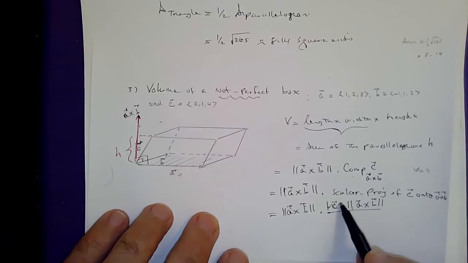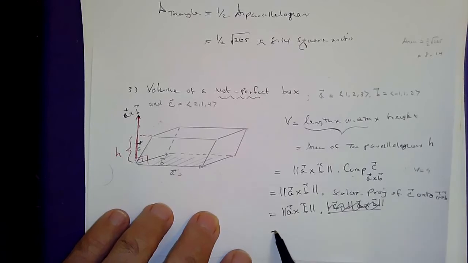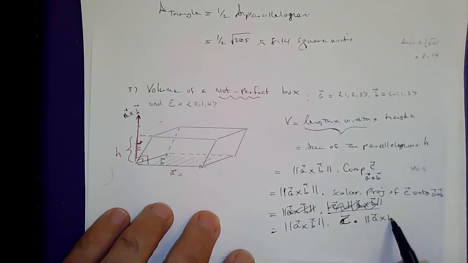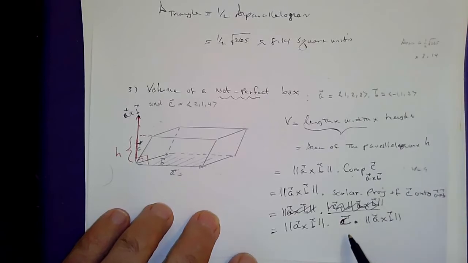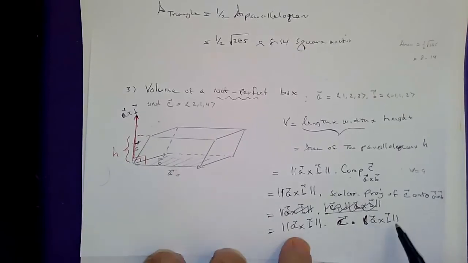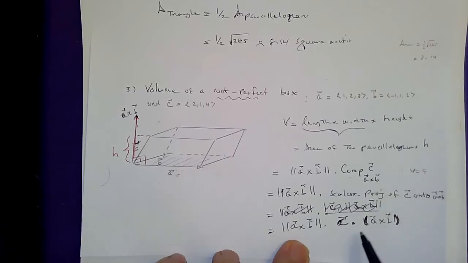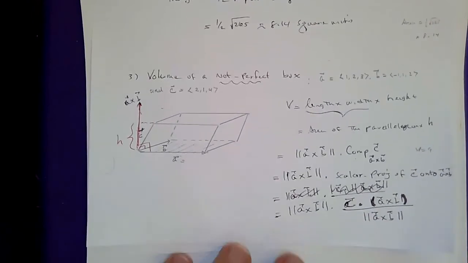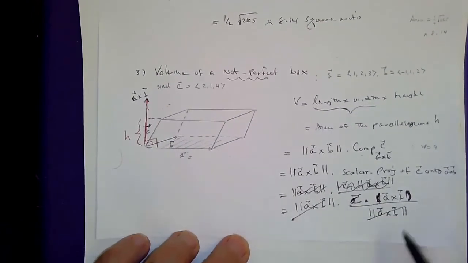Excuse me, guys. Let me just try that one more time. So that would be the magnitude of A cross B times C dotted with A cross B, sorry, over the magnitude of A cross B. Do you see it? So this is just the plain dot product. So these guys nicely cancel.